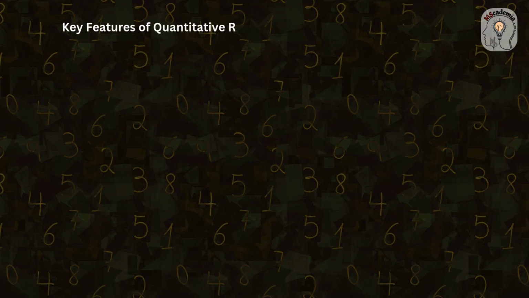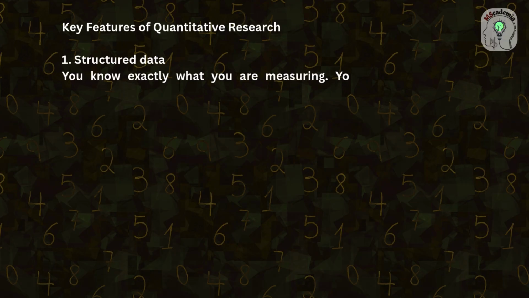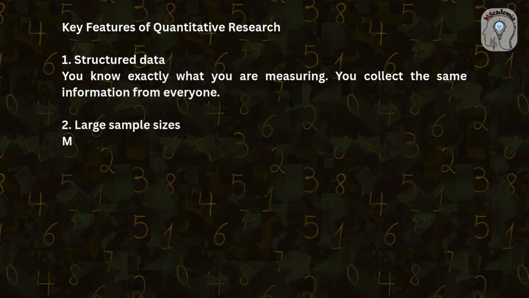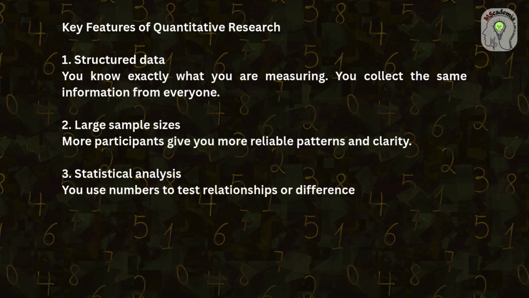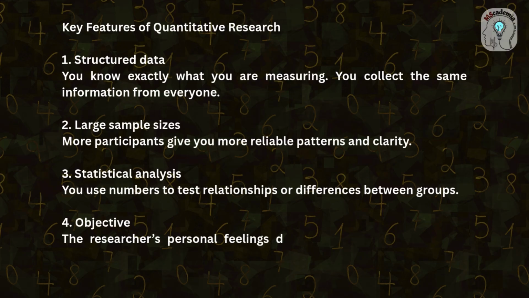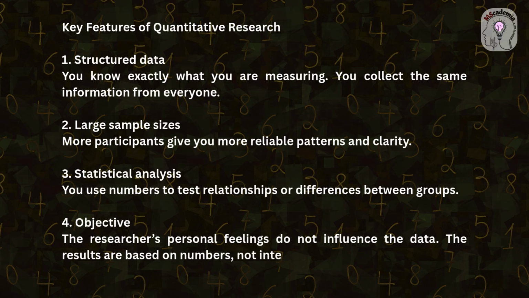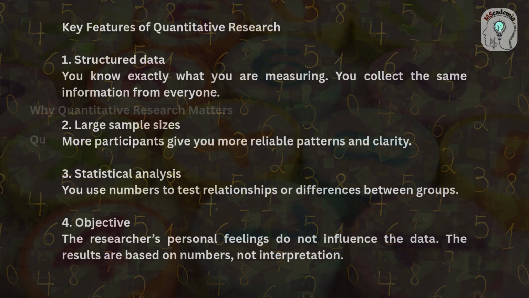Key features of quantitative research: 1. Structured data. You know exactly what you are measuring. You collect the same information from everyone. 2. Large sample sizes. More participants give you more reliable patterns and clarity. 3. Statistical analysis. You use numbers to test relationships or differences between groups. 4. Objective. The researcher's personal feelings do not influence the data. The results are based on numbers, not interpretation.